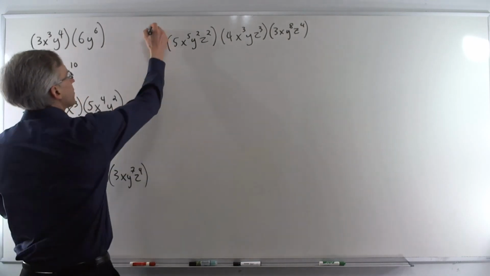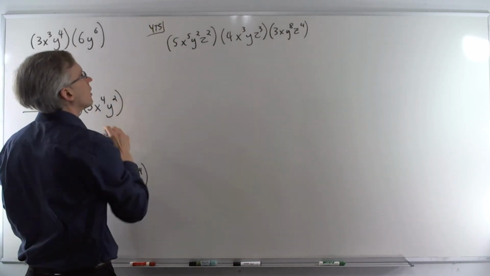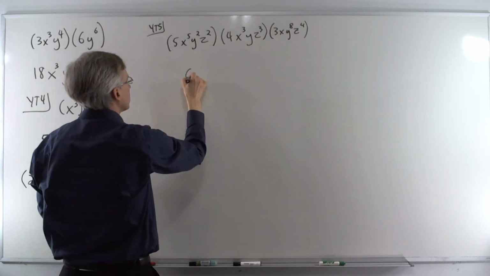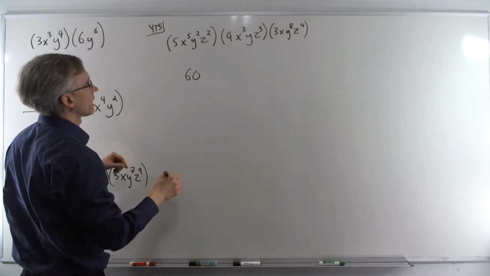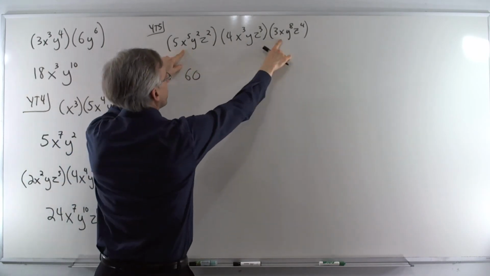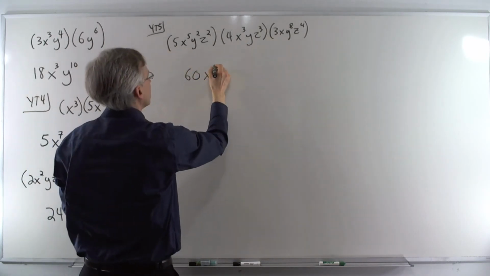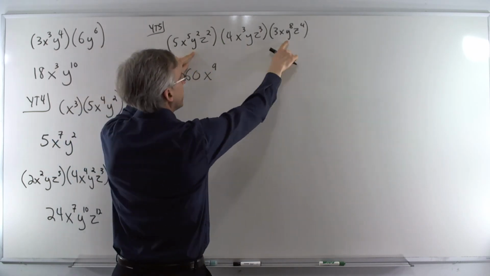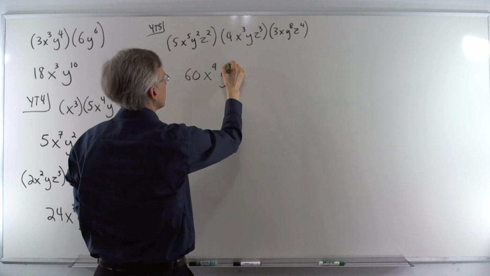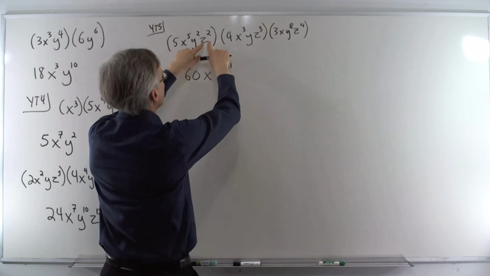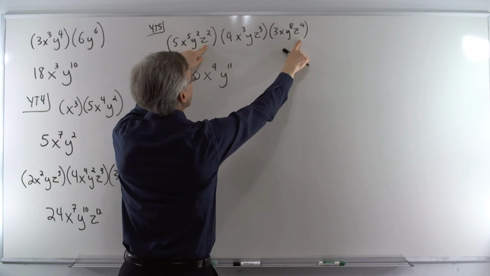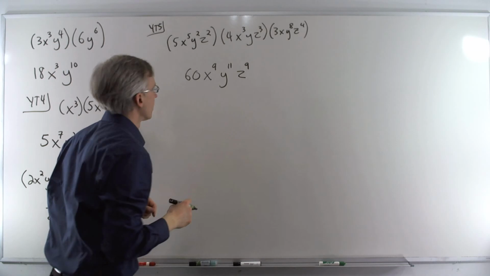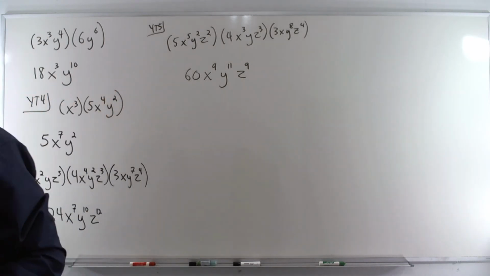All right, so with your turn, number 5, multiply these numbers together. 5 times 4 is 20, times 3 is 60. Now look at the x's. We got 5 and 3 and 1, so that's 9 total. The y's, we got 2, 1, and 8, so that'll be 11 total. And 2, 3, and 4, that's 9 total. So 60, x to the 9th, y to the 11th, z to the 9th.